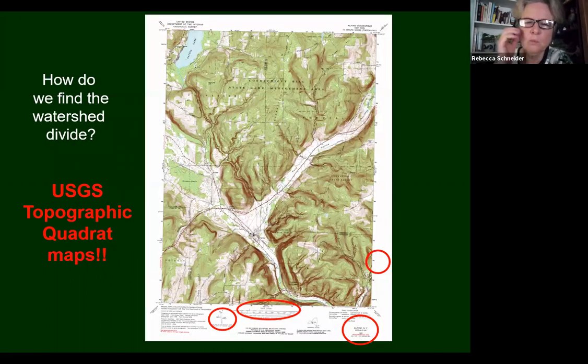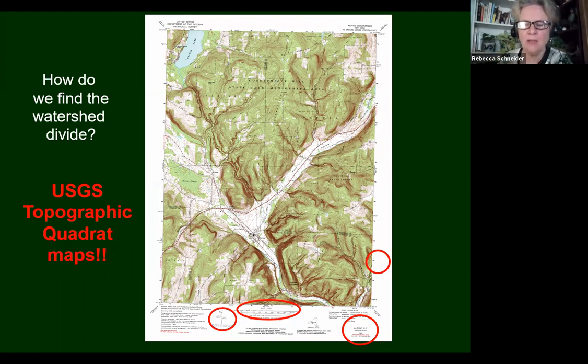But I think it's really worth knowing how that watershed divide is figured out, and then that way you can figure out for yourself. The way we do it is to use a topographic map. You find where the top of the hills are, find where the lip of the bowl is, where those hills are that surround the creek or the river.